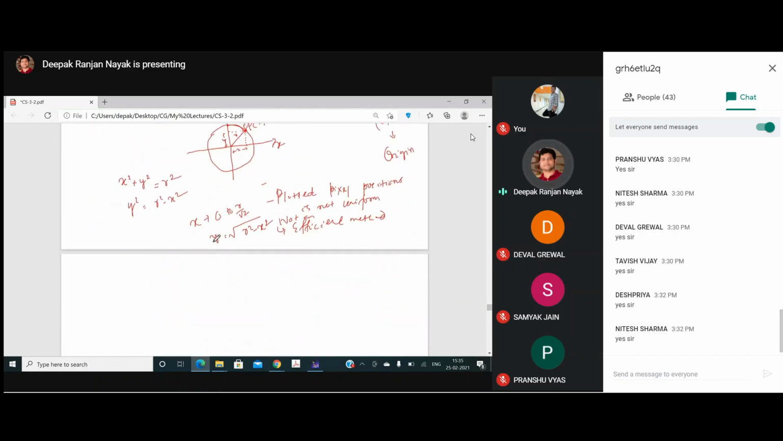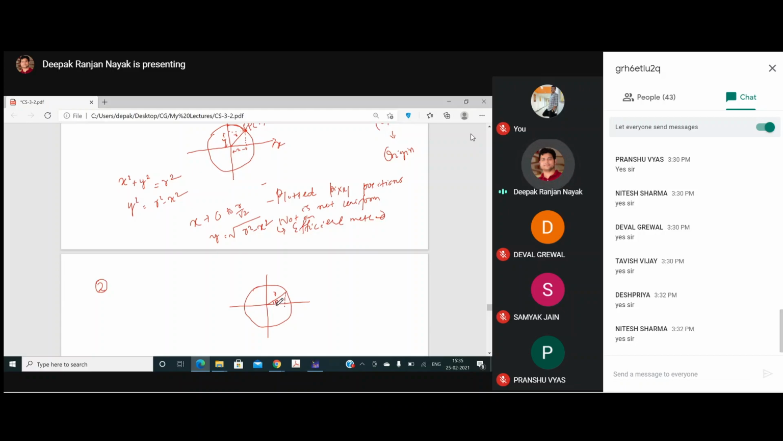So let us talk about one more method. We're talking about the conventional methods of defining a circle. One more method you might have heard about is with the help of trigonometric functions. Using trigonometric functions, we can also define a circle. Let's say this is the radius r, and this angle is theta.